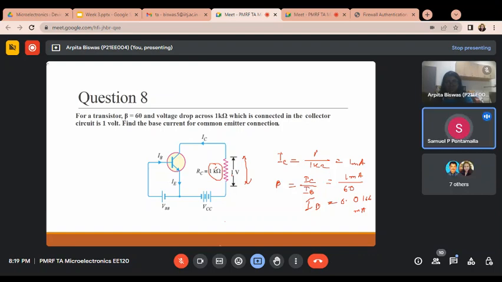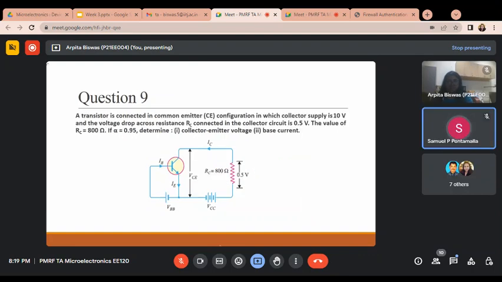Okay, related. I think this type of question we have solved in the previous session. Calculate the base current and the collector emitter voltage. We have discussed how to calculate the VCE and the base current. Just calculate it.